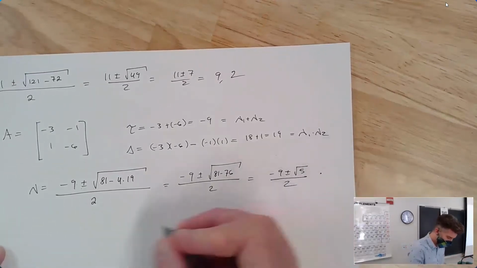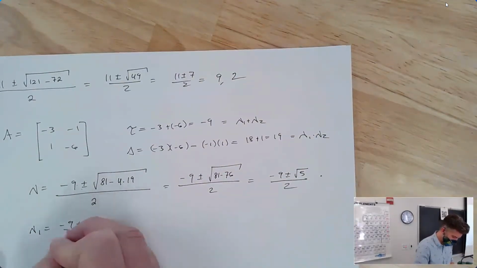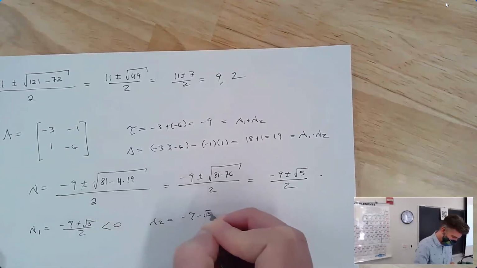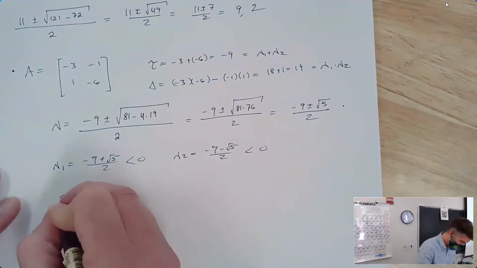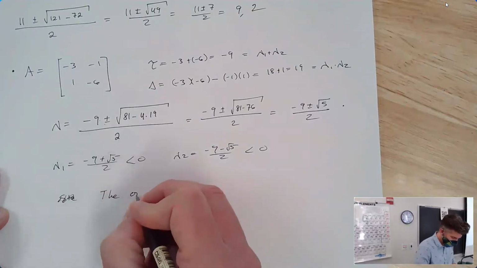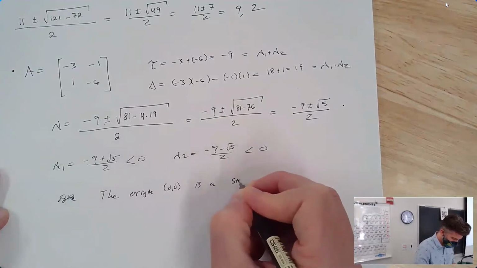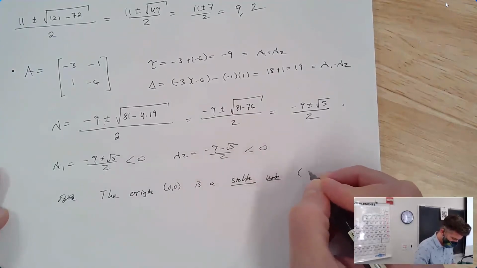So those are both lambda 1 equal to -9 plus root 5 over 2, and lambda 2 equal to -9 minus root 5 over 2. Both are negative, meaning we have a stable, I should really say the origin (0, 0) is a stable node, also known as a sink.